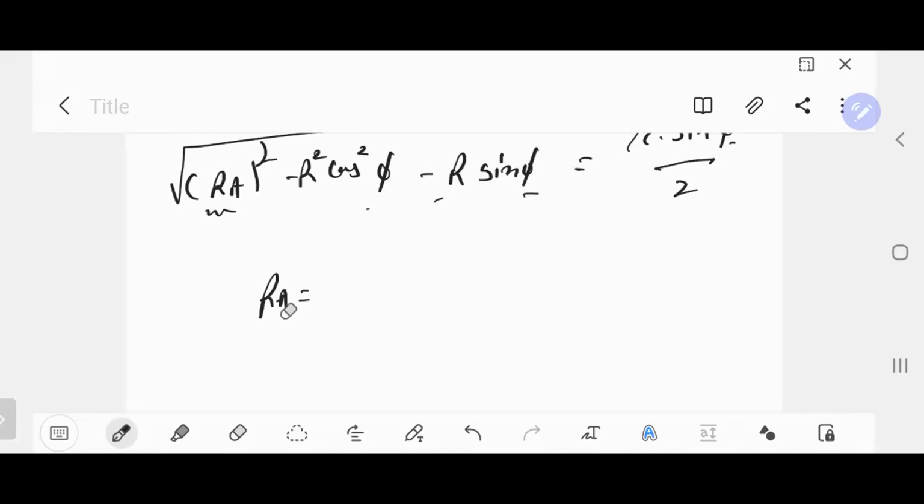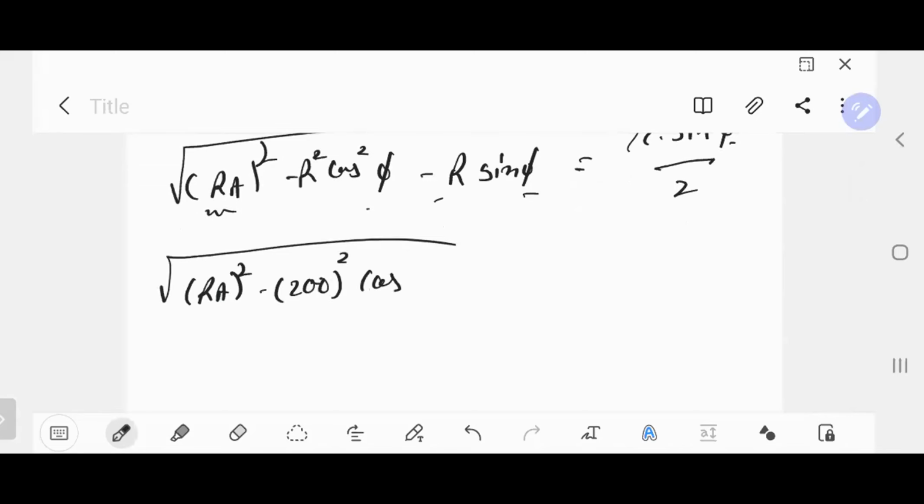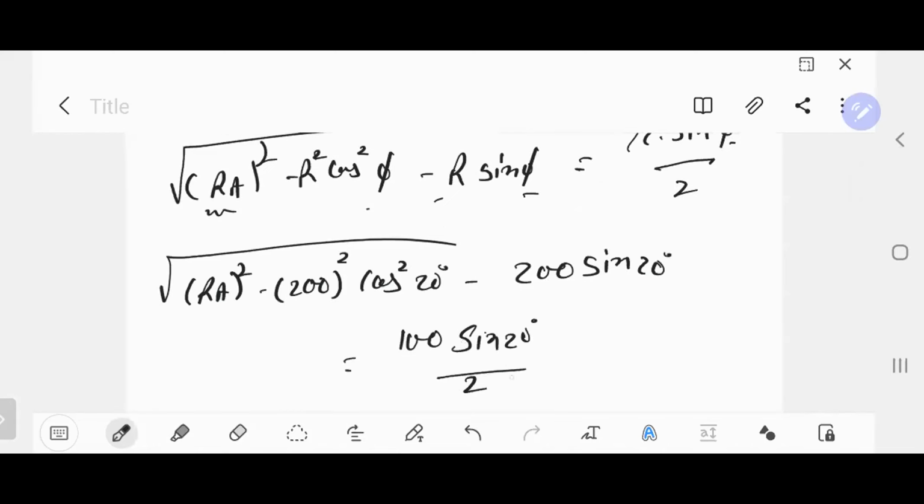If you put in all the values, I'm just writing the values also. Do not start the calculation, please wait, I will give you time. Under root of RA square minus 200 square cos square 20 degree, minus 200 sine 20 degree, that is equal to what? 100 sine 20 degree divided by 2. So we can say it's 50 sine 20, directly 50 sine 20.